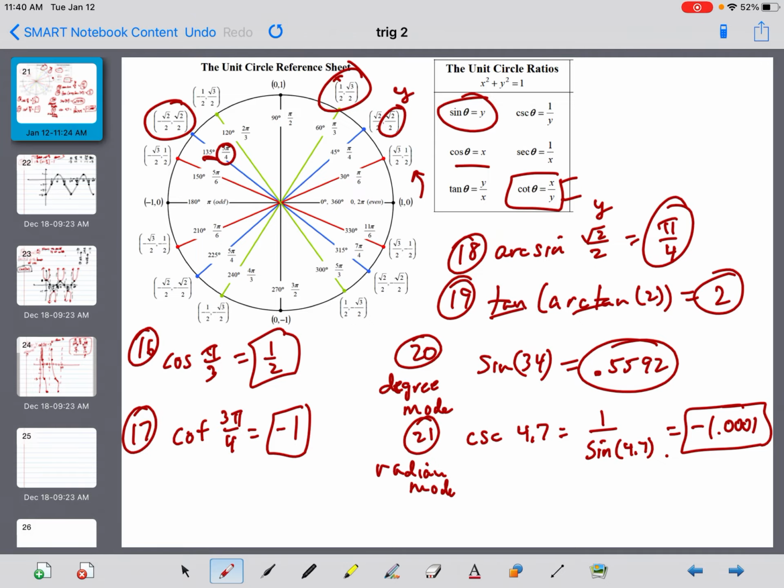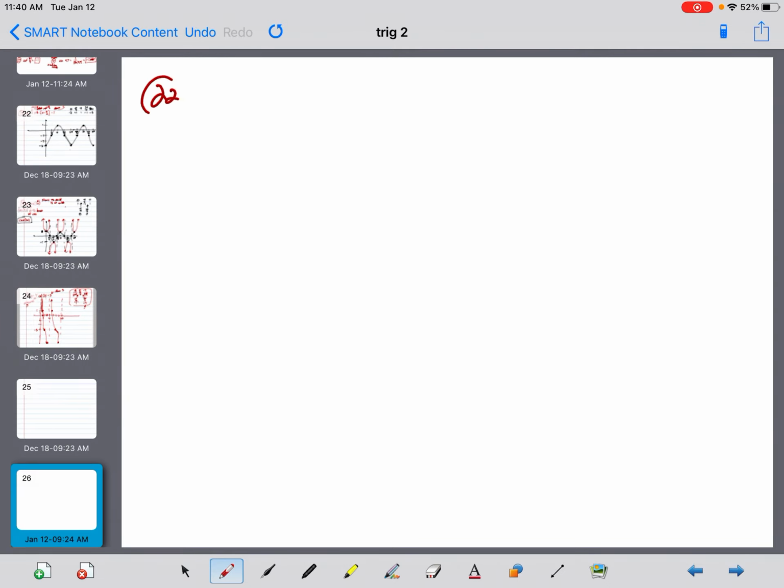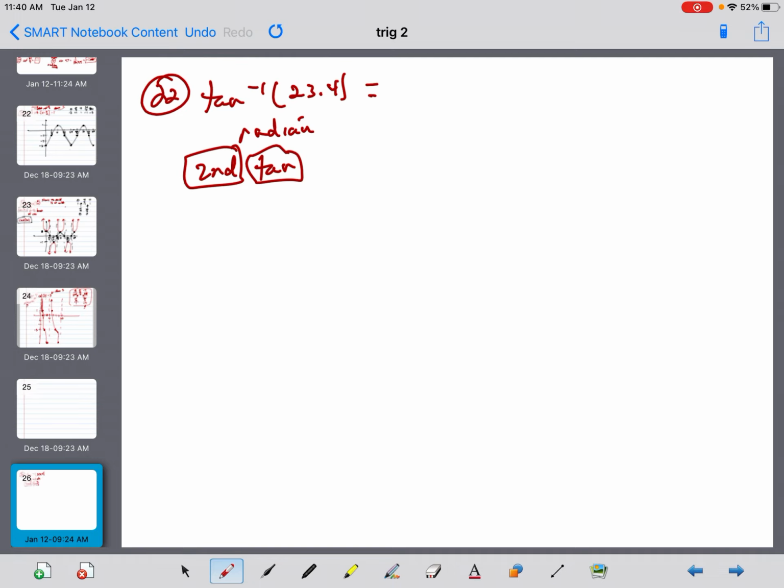22, you're doing the inverse tangent of 23.4. And you can keep this in radian or degree mode. I kept mine in radian mode. And you just have to hit the second button if you're using a TI-84, and then hit the tan button, and then type in that 23.4, and it'll tell you the angle. If it's in radian mode, it'll tell you the answer in radians, 1.528 radians. All right, that is 22.